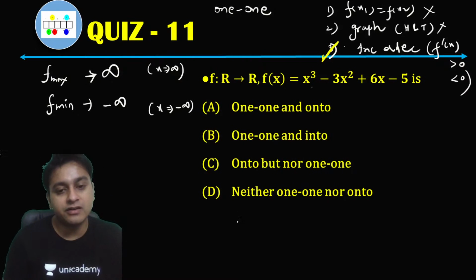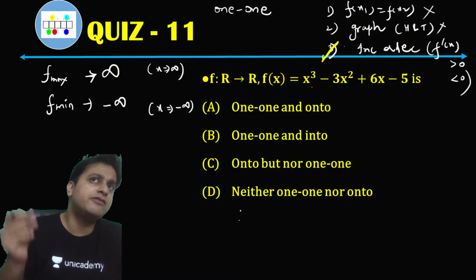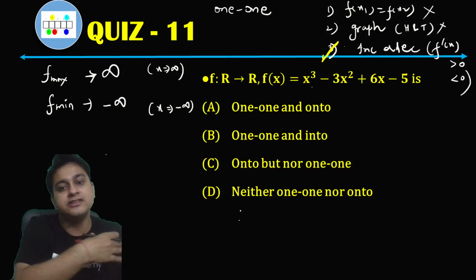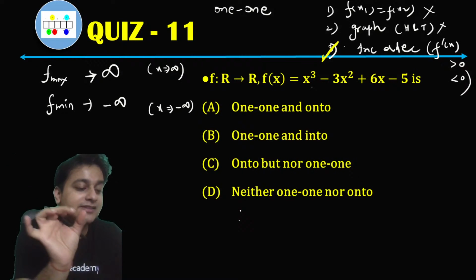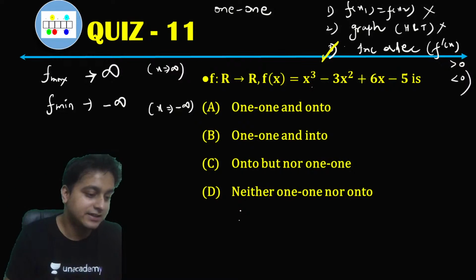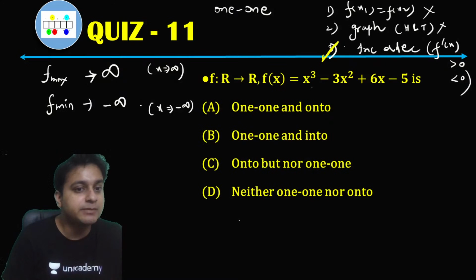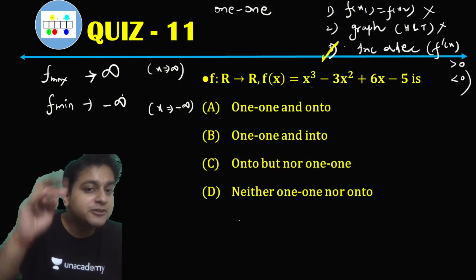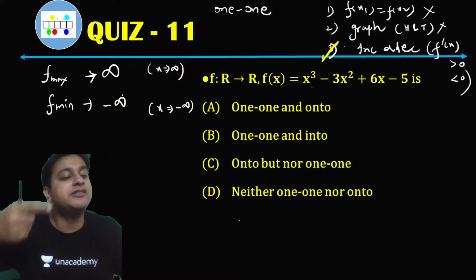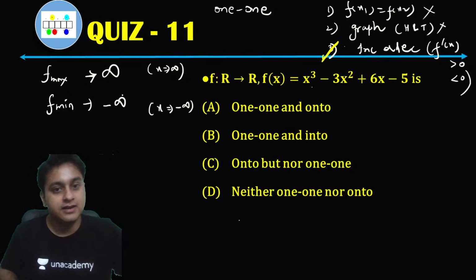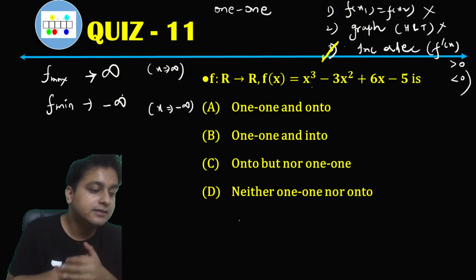Let's suppose f max is 2 and f min is minus 2. Can I say that it is obviously ranging from minus 2 to 2? No. In between some values might be missed. So still we cannot say it is onto. You cannot say range is minus infinity to infinity because maybe inside some values might be missing. But how to counter that? That's the trick.